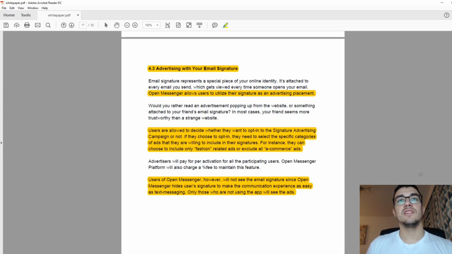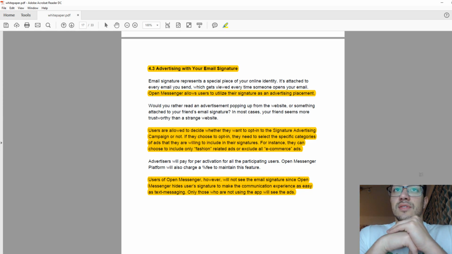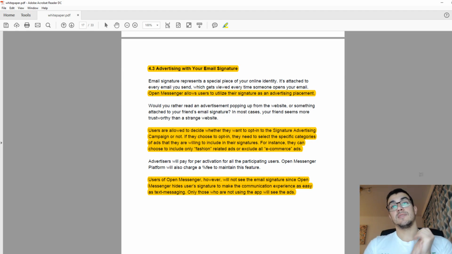Advertising with your mail signature. This is case 3. Open Messenger allows users to utilize their signature as an advertising placement. I want to give you an example. For example, you have soccer, we call it football. The football players have advertisements on their shirts.